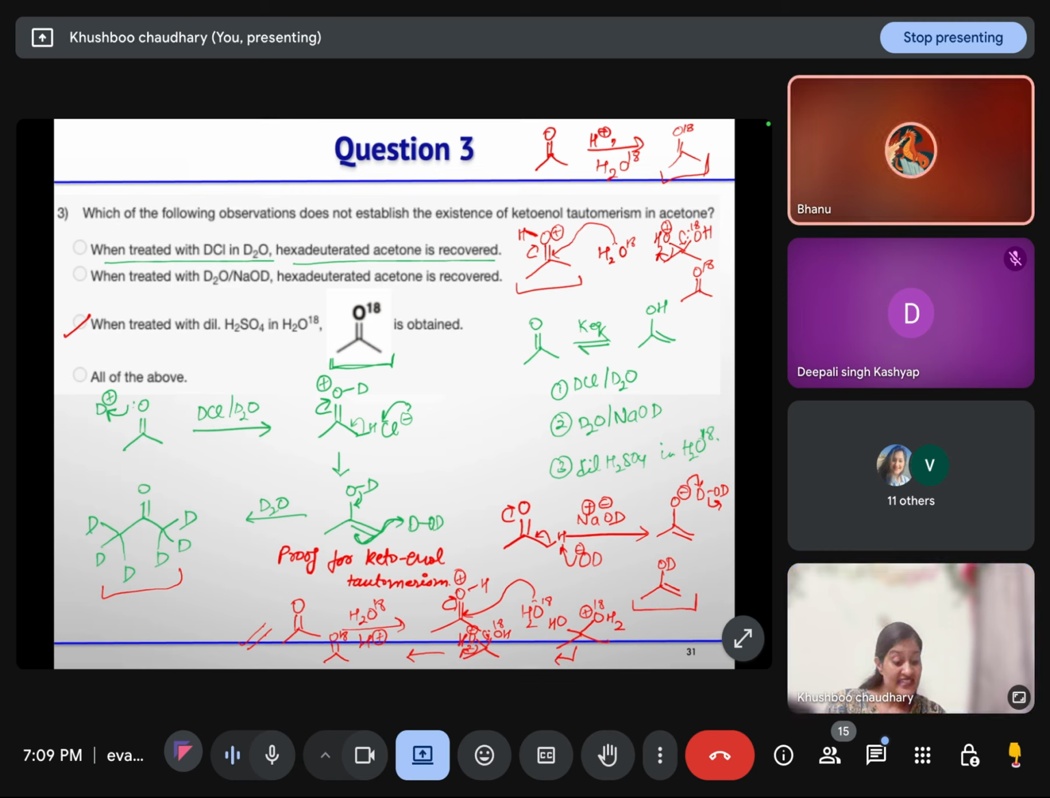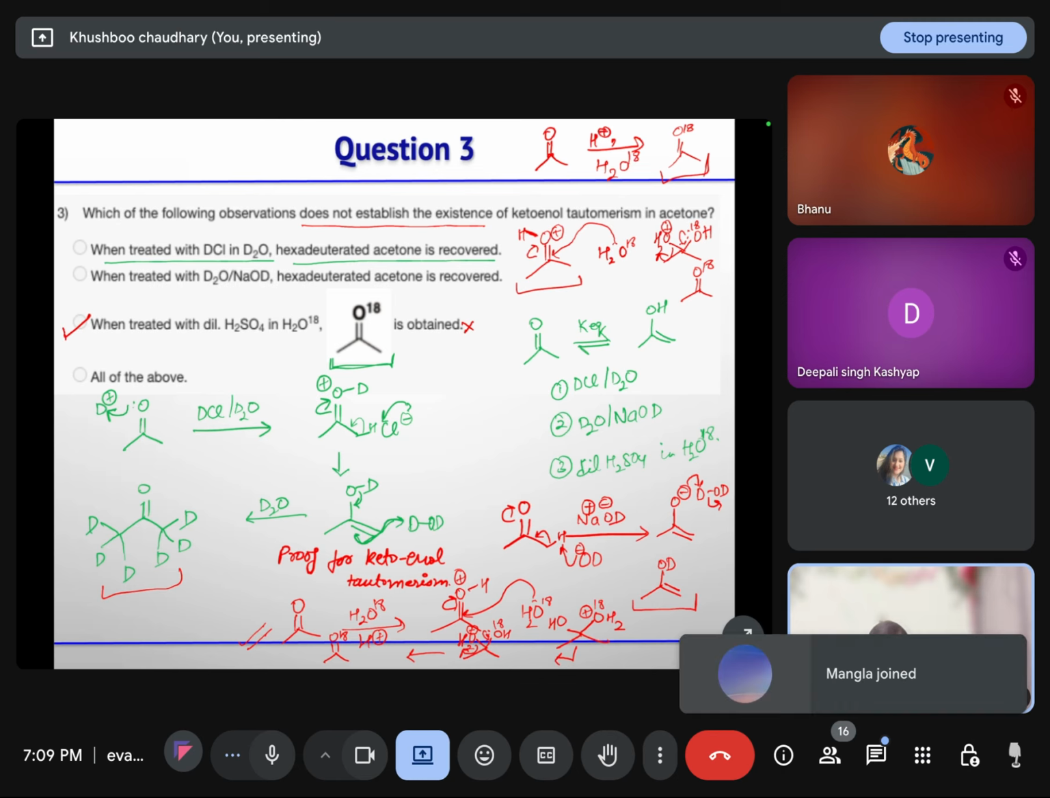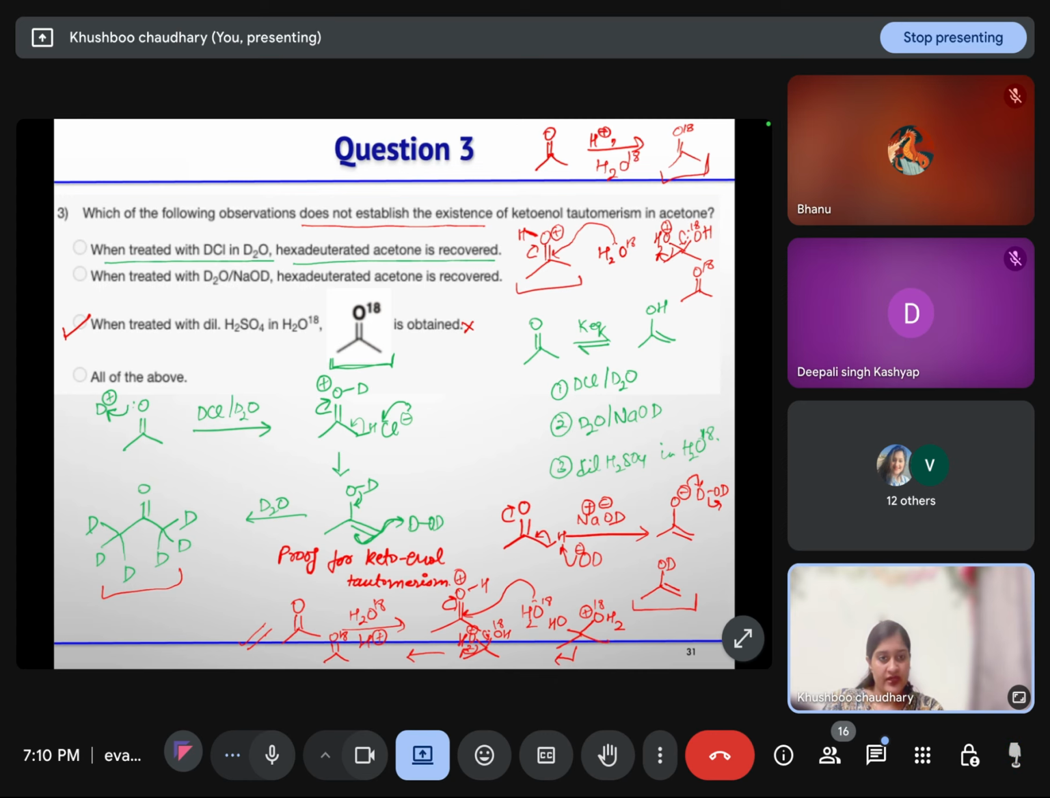In this case, keto-enol tautomerism is not taking place. This is just by protonation and then direct attack. So this is not considered as the proof for keto-enol tautomerism. They are asking about the same thing, which one is not considered as the proof for the existence of keto-enol tautomerism in acetone. So the correct option is option 3. Clear?